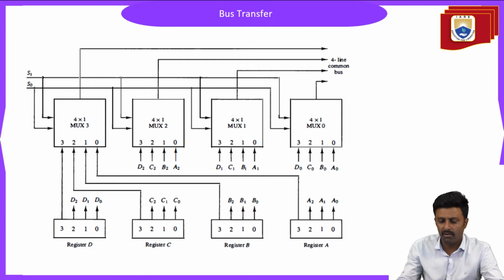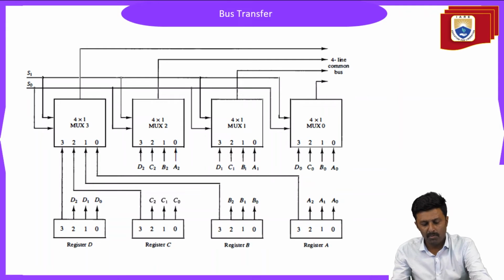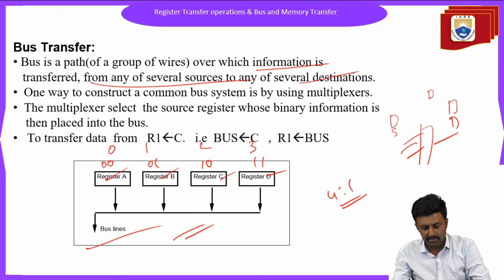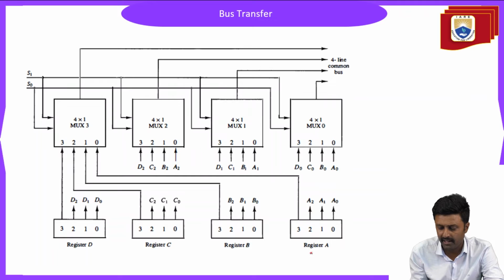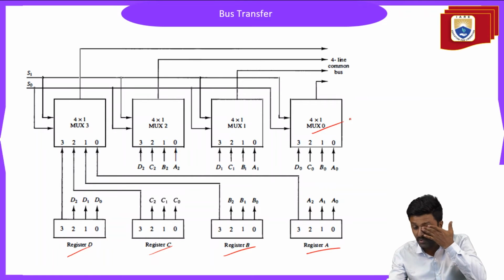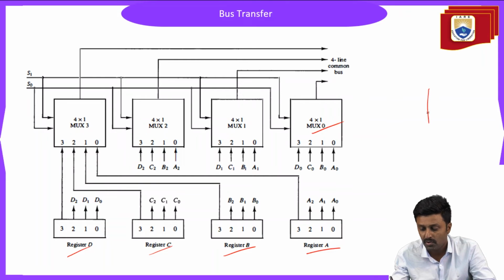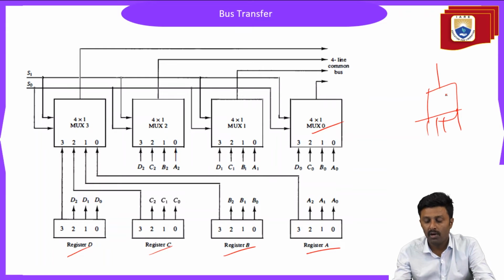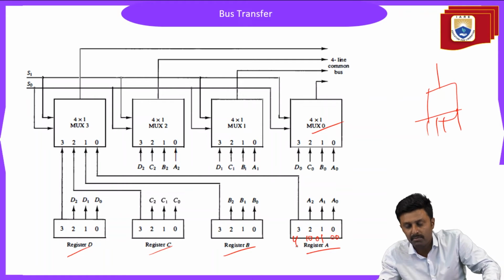So this is an example of the 4x1 multiplexer. Here there are 4 registers: register A, register B, register C, register D, and we use a 4:1 mux. What is the function of the 4:1 mux? A 4:1 mux is a mux in which we have 4 inputs and one output. The register A is connected, and that is 0, 1, 2, 3, in the sense it is 0 0, this is 0 1, this is 1 0, this is 1 1. So each time one of the inputs will be selected.